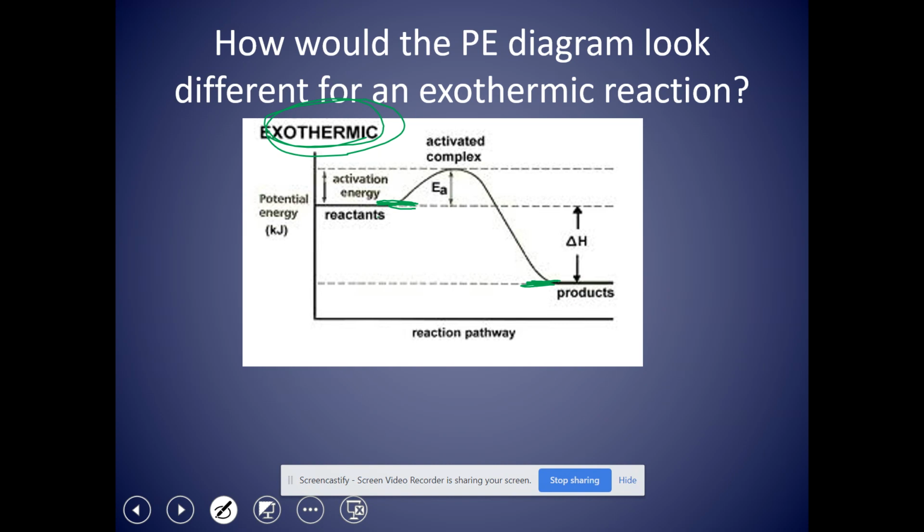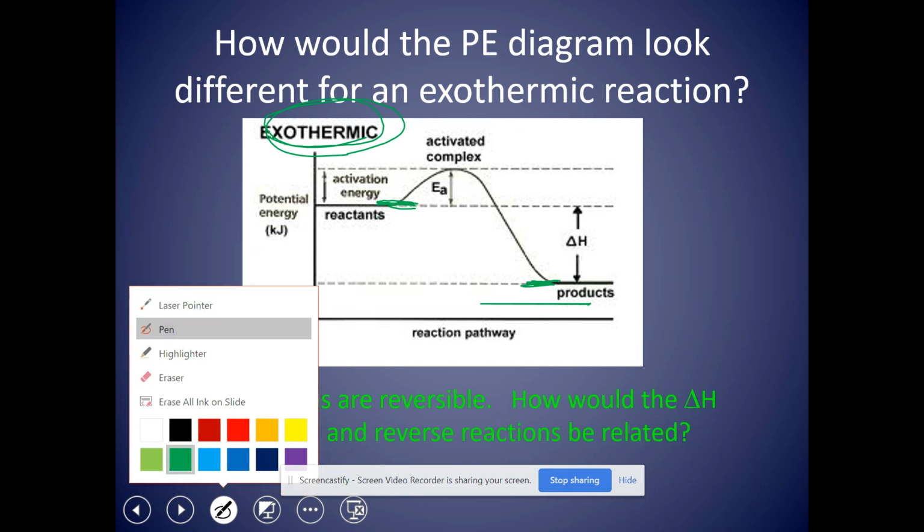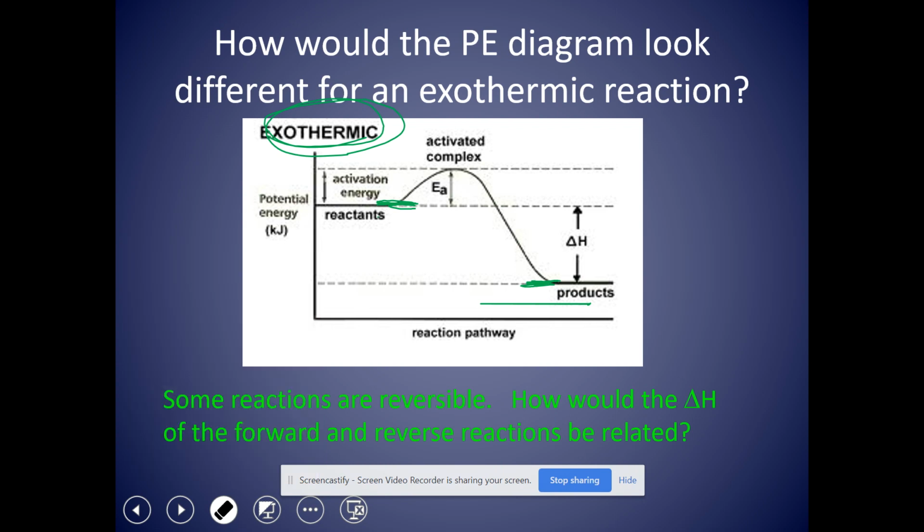Now, there are some chemical reactions where these aren't that far apart, where the products are slightly higher, slightly lower. These products are a lot lower. So this one's going to release a lot of energy, and it's really going to get warm and give off that energy.